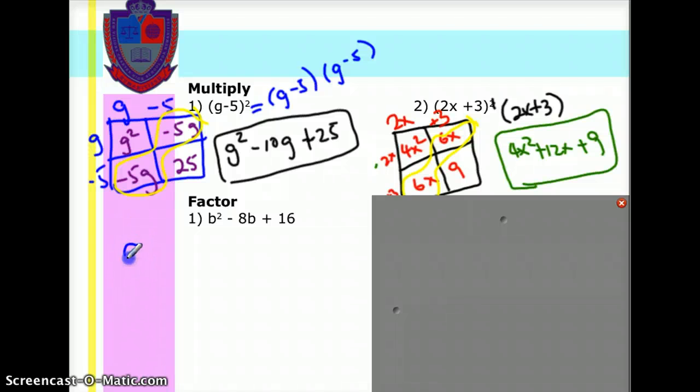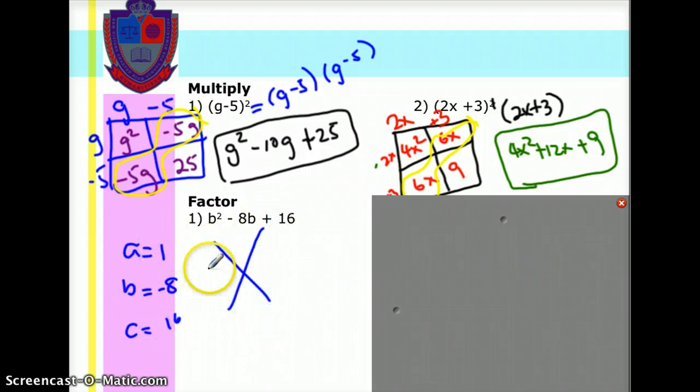Now, let's look at the factoring one at the bottom. I like to write this out as a equals 1, b equals negative 8, c equals positive 16. X method, 1 times 16 is 16, negative 8 at the bottom. Two numbers that multiply to positive 16 and add to negative 8: yep, negative 4 and negative 4. So when I write this now, I'm going to write b minus 4 and b minus 4.